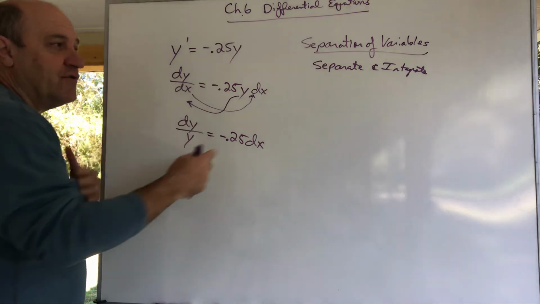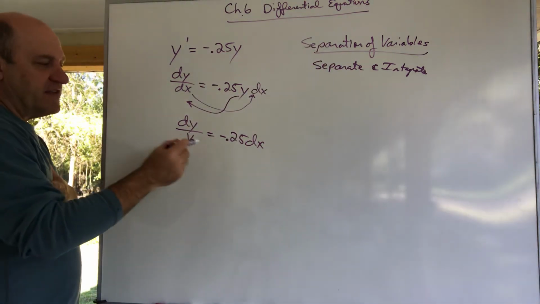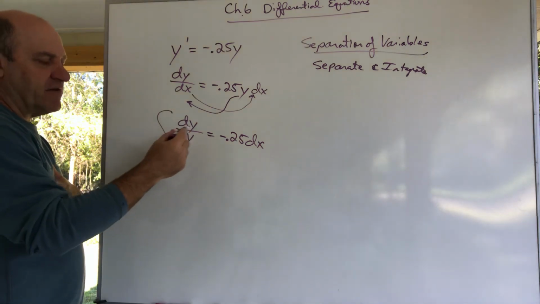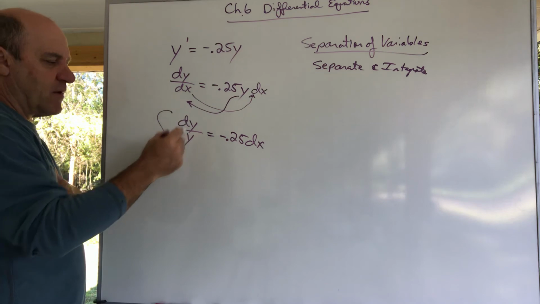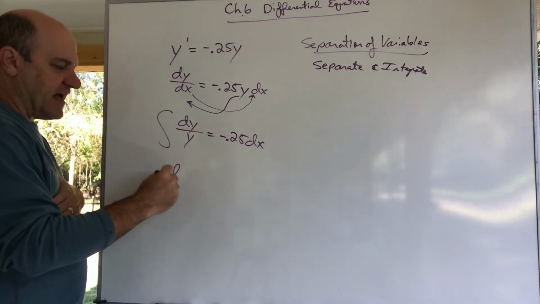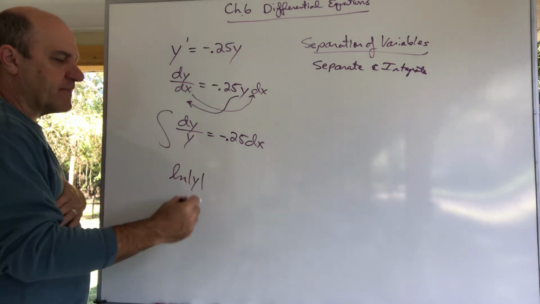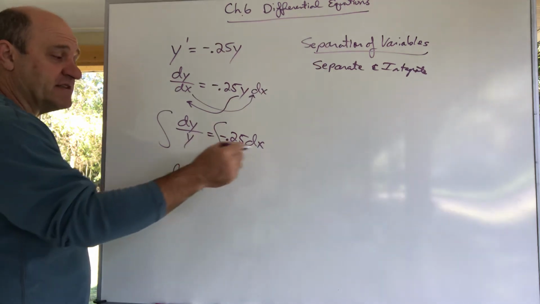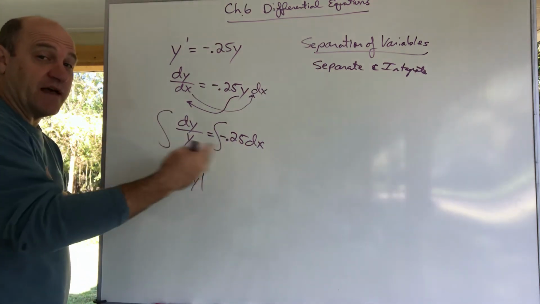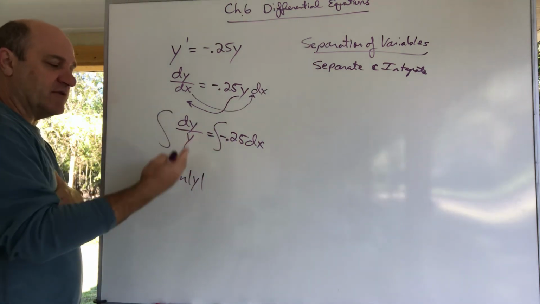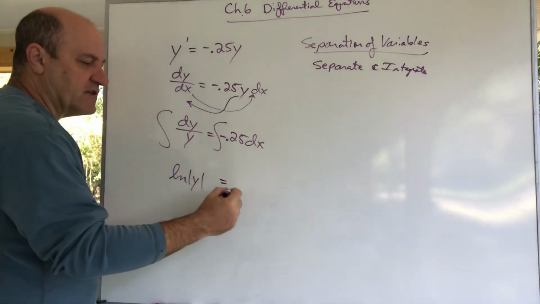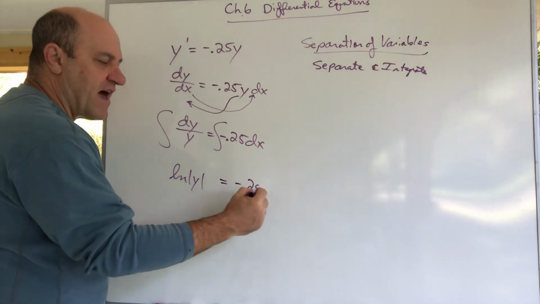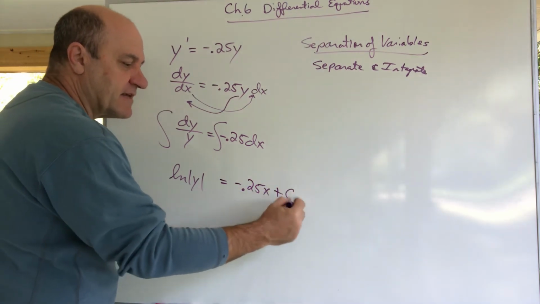And so now you integrate both sides. On this side, you're integrating with respect to the variable y. Everybody knows that to integrate 1 over y dy, you get the natural log of y. And you integrate this side with respect to x, and I guess we get negative 0.25x plus c.